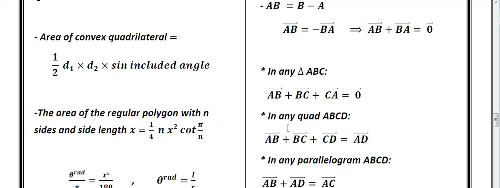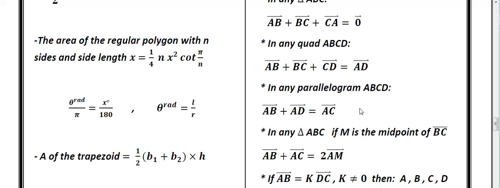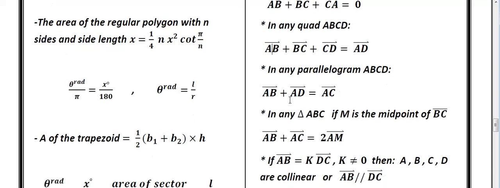In any quadrilateral ABCD, we know AB plus BC plus CD equals AD. We find the result from the first point to the end point; it will be vector AD. In any parallelogram ABCD, vector AB plus vector AD equals the diagonal AC. Vector AB plus vector AD equals vector AC in a parallelogram.